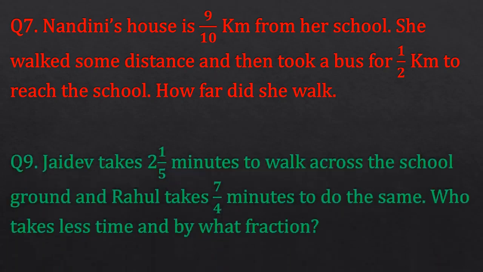Jaidev takes 1 upon 5 minutes to walk across the school ground, and Rahul takes 7 upon 4 minutes to do the same. To walk across the school ground means to move from one corner to another corner. Okay, he is crossing the school ground.